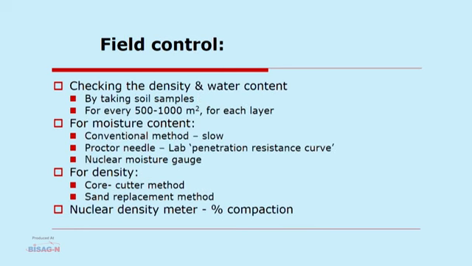Field control can be achieved by checking the density and the water content by taking soil samples for every 500 to 1000 square meters of each layer. For moisture content, the conventional method which is slow, Proctor meter, penetration resistance curve, nuclear moisture gauge. For density, the core cutting method can be applicable, sand replacement method. For nuclear density, percentage of compaction.